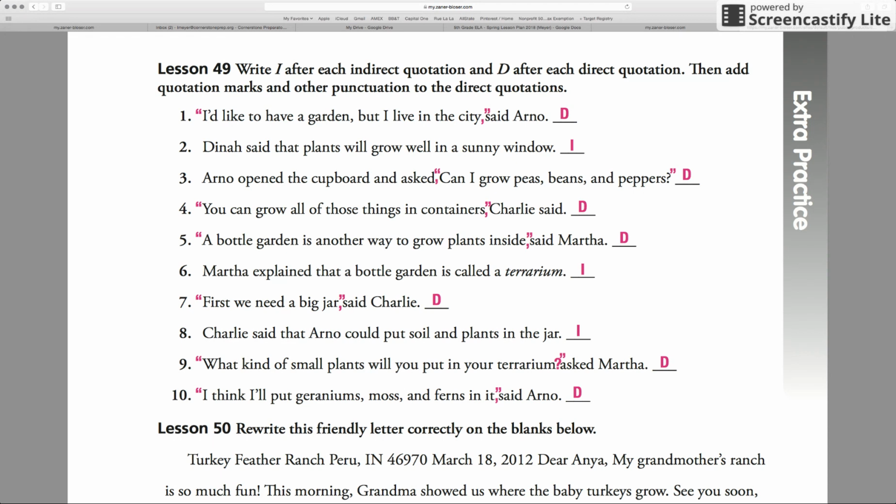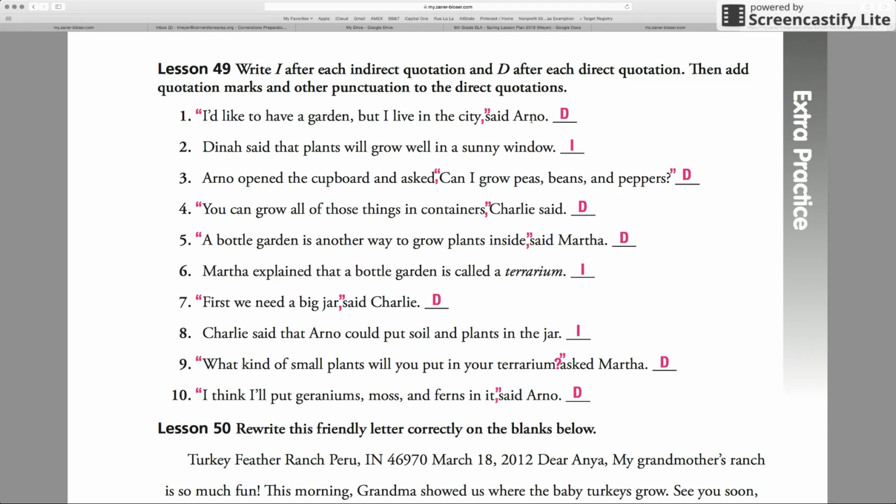So when you're looking for a direct quotation, you'll see said Charlotte or shouted Johnny. Those let you know how people say things. That is a direct quotation. Let's look at the first three together, and then I'll let you check the rest on your own. So number one, "I'd like to have a garden, but I live in the city," said Arno. Your clue here that this is a direct quotation is that you have this word said. Said Arno lets us know that these are the speaker's exact words. So you're going to put a D in the blank because it is a direct quotation.